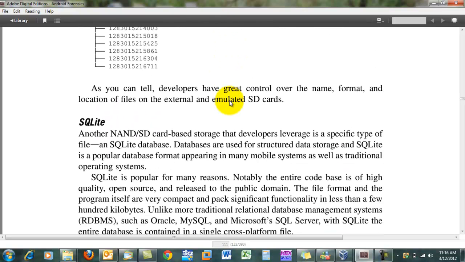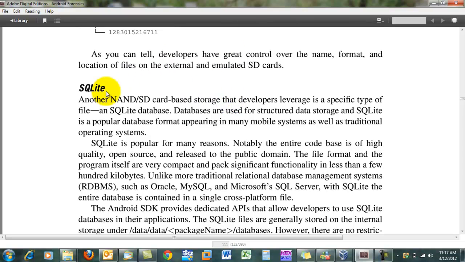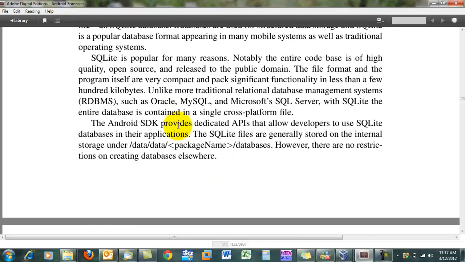The fourth place where data can be stored in the Android device is under SQLite. Yes, we have been discussing SQLite in the last 2 lectures. So SQLite is the database where the developer can store data in a specified SQLite database file. So this is quite easy. We have been discussing this. So this one method is to store the data.